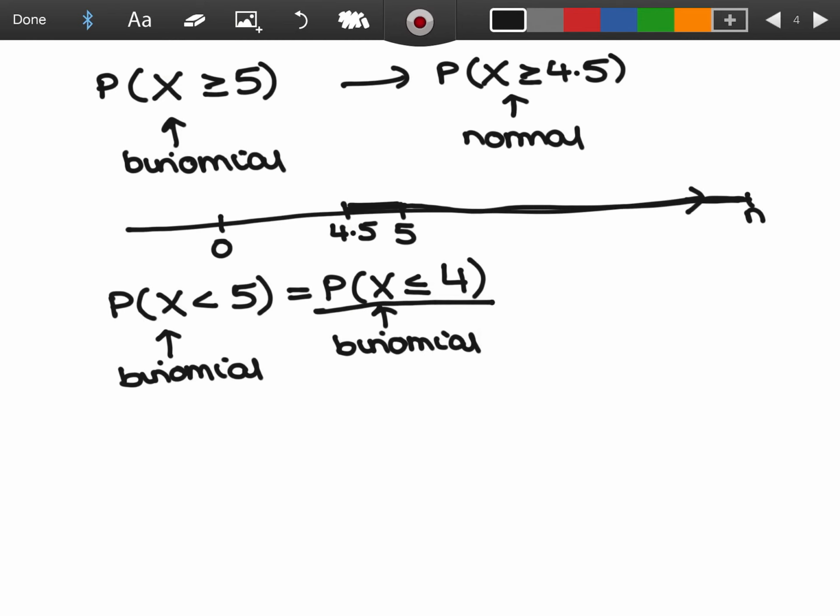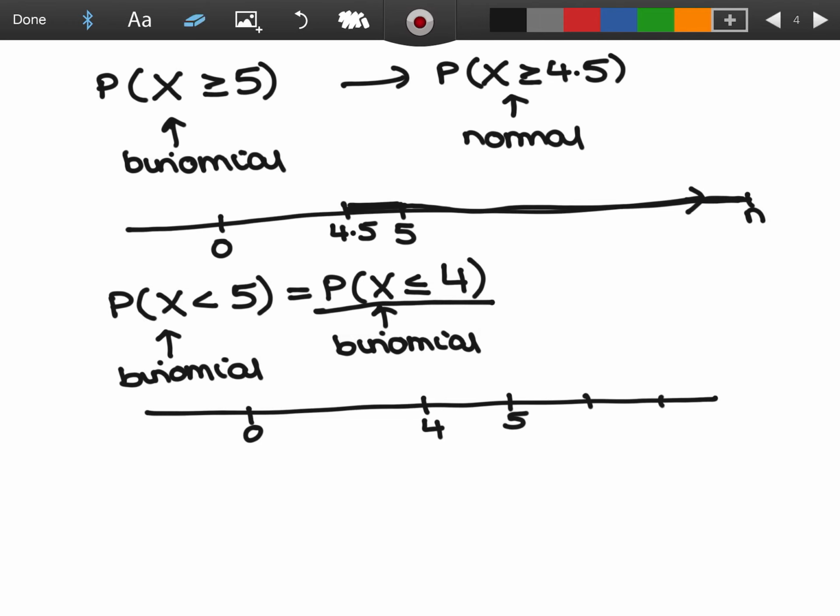Now this time I have less than or equal to 4. Draw yourself out a number line. 0 is here, 4, 5, etc. You can go all the way up. I want less than or equal to 4 successes. So at the moment, I am looking at this set here. Remember, I want to make the set larger. So because I want to make the set larger, I want all the values this time that will round down to 4.